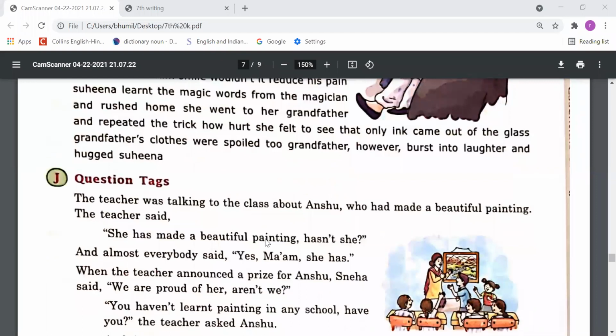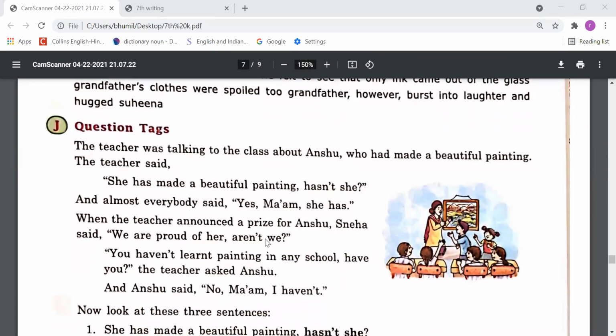Now let's talk about the question text. The teacher was talking to the class about Anshu, who had made a beautiful painting. The teacher said, "She has made a beautiful painting, hasn't she?" Almost everybody said, "Yes, ma'am, she has." When the teacher announced a prize for Anshu, Sneha said, "We are proud of her, aren't we?"